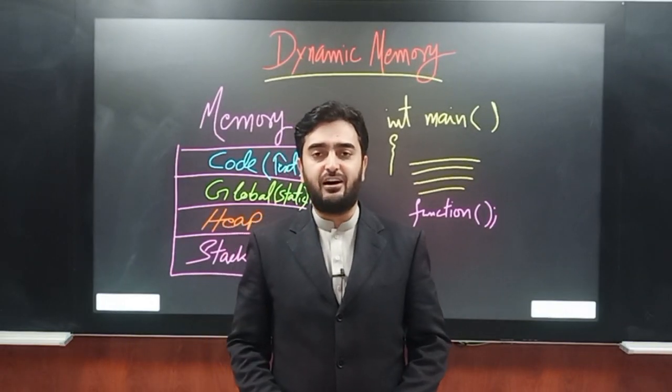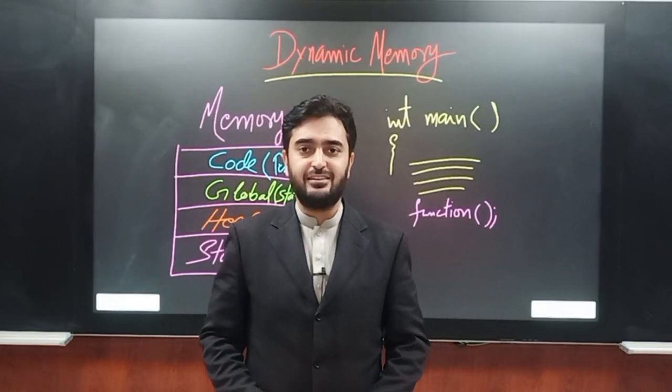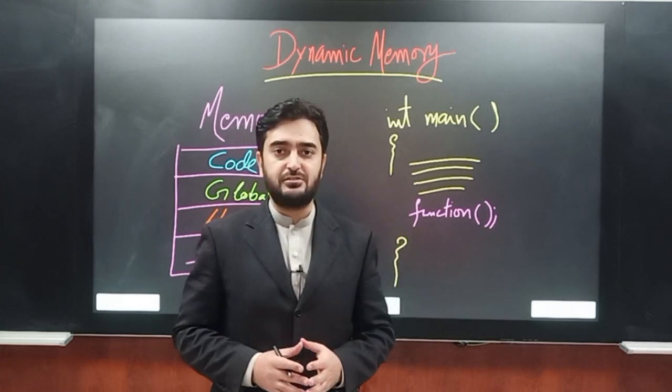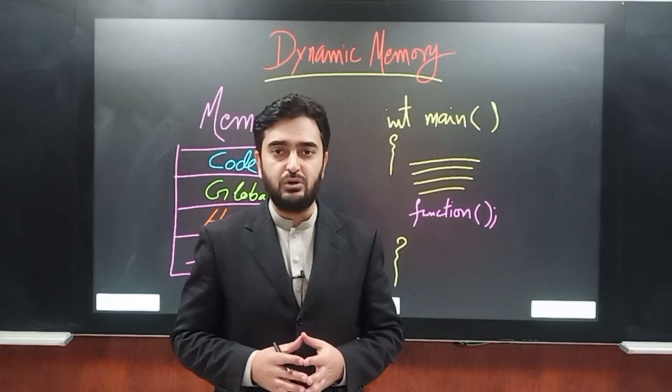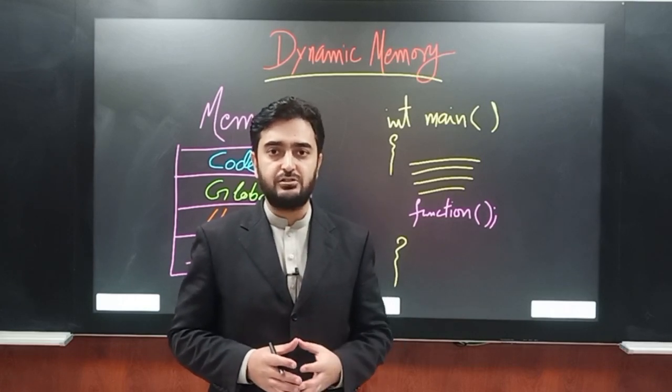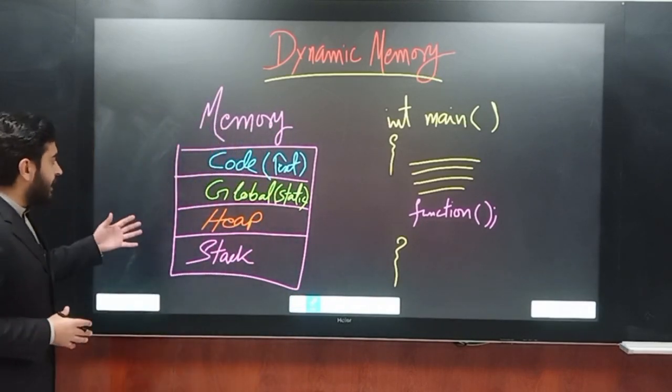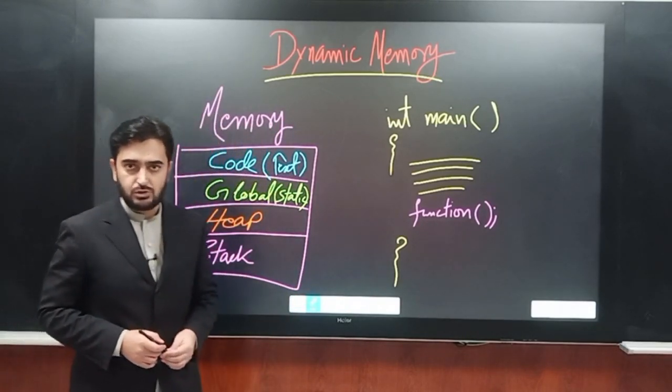Welcome to this new lecture of the C++ programming. In this lecture we are going to discuss the memory allocations during the execution of the program to the variables or to the functions inside the memory. Okay, so we have four types of memory allocation in the execution of the program.